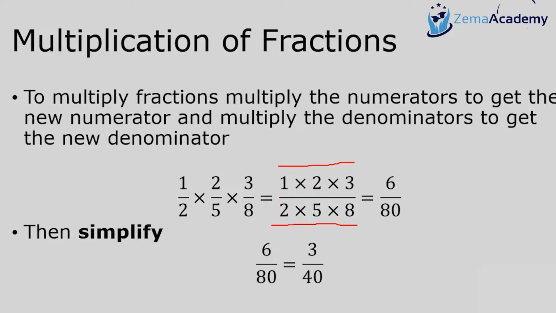So in this case, we have 1/2 multiplied by 2/5 multiplied by 3/8. At the top, we have 1, 2, and 3. We multiply all of those together, 1 times 2 times 3, which gives us 6. Then we do the same for the denominators to give us our new denominator. 2 times 5 times 8 at the bottom here, which gives us 80. That gives us a fraction 6/80. Now, you may well have noticed that that fraction can be what we call simplified.